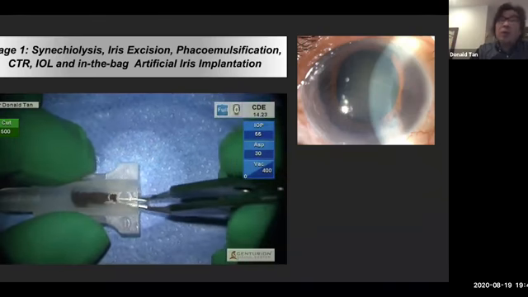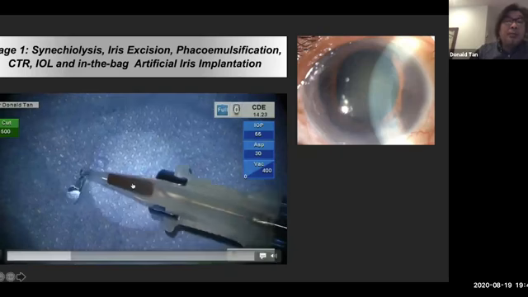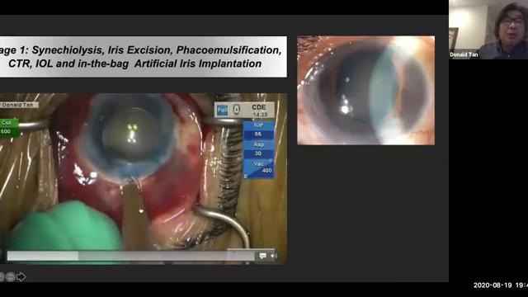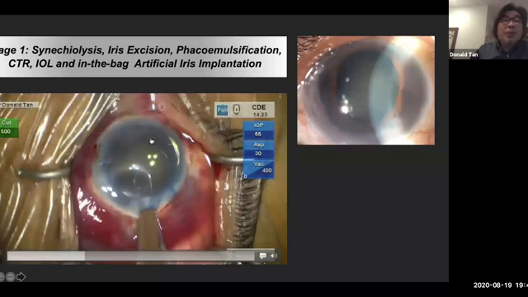I think most cartridges will be okay. The idea is to keep the pupil opening upwards. You can just see the opening there. And so as you insert it, just make sure it doesn't rotate. So the phaco has been done.